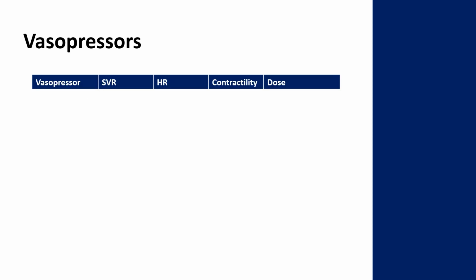So each vasopressor that I talk about, I'm going to put into this table here so that you can kind of contrast and compare. So you're going to see the name of the vasopressor, the degree of systemic vascular resistance it offers, the effect on heart rate, the effect on contractility, and then the dose. And you'll see them all together in the same table.